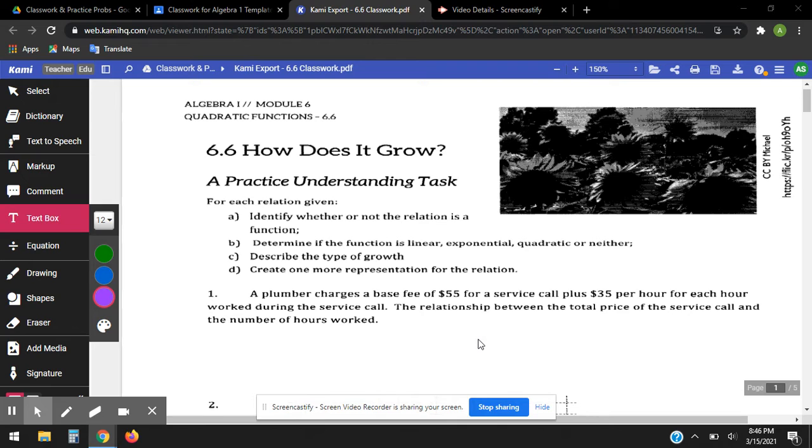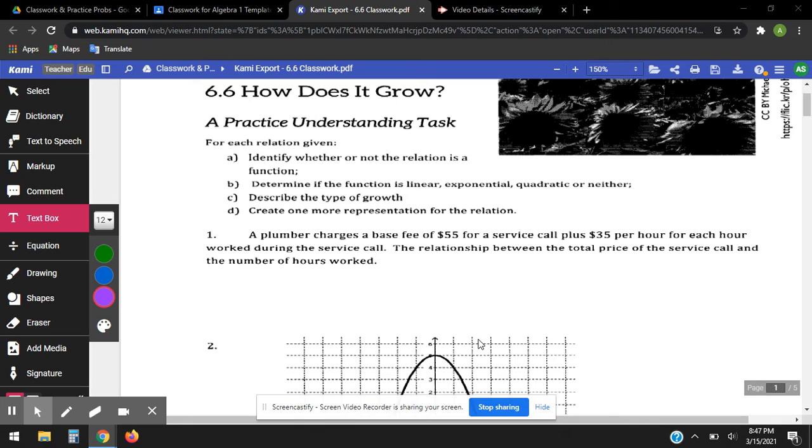How does it grow? So now we're going to practice those different things we have learned about quadratics, comparing them to linear and exponential, or maybe it doesn't apply to any of them. So for each of the relations given, and there's a number of them, we're going to identify whether or not it's a function. We'll determine if the function is linear, exponential, quadratic, or neither. Describe the type of growth, and then create one more representation.